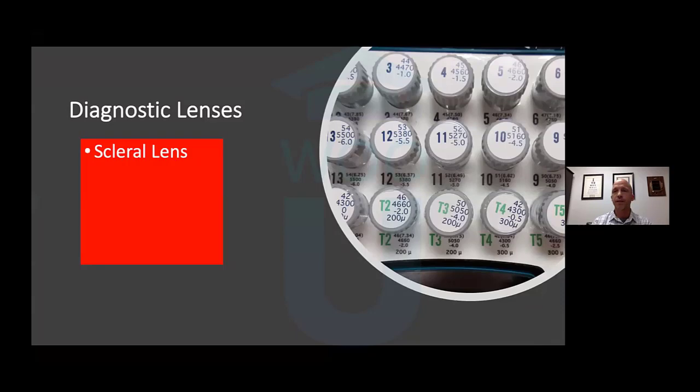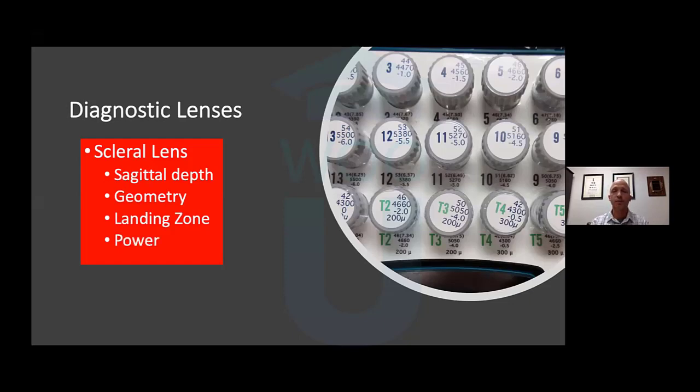Well, most of us fit scleral contact lenses using diagnostic trial lens sets, and this is Scleral Lens 101. And we use these diagnostic lenses in our clinic to, number one, determine sagittal depth, the depth necessary to properly vault the corneal surface. We use them to determine the geometry that's necessary in order to get a proper vault from limbus to limbus. We definitely use them to determine the landing zone that we need to have an even bearing surface across the bulbar conjunctiva. And then, of course, we use them to determine power or the lens strength we need for the patient to see their best.